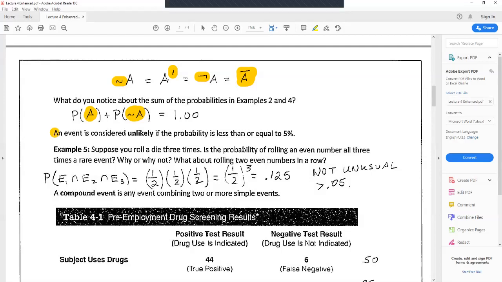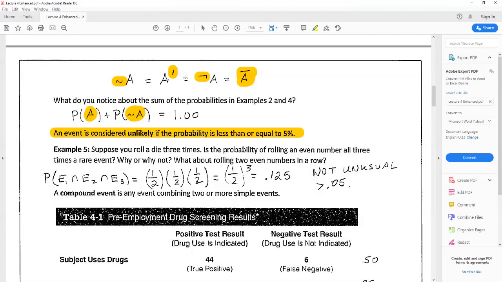This next statement here is crucial for the rest of the semester. So keep this in mind, and I know we talked about it a little bit prior to this lesson, but an event is considered unlikely if the probability is less than or equal to 5%.